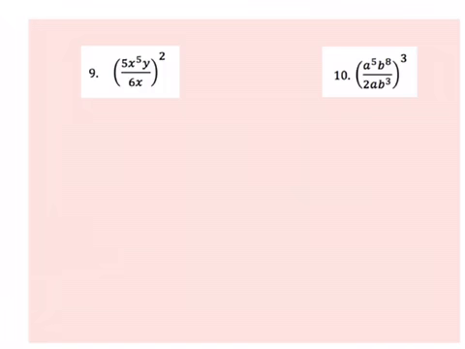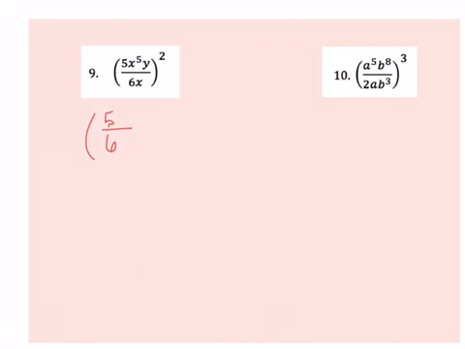So number 9 and 10 look pretty big and like there's a lot going on, but we're going to take it step by step, and you're going to see it's not too bad. So for number 9, I want to simplify what's in the parentheses first. So I have a 5 and a 6 for the coefficients. They cannot divide each other, and I cannot take anything out of both of those. So I'm going to leave it as a 5 and a 6.